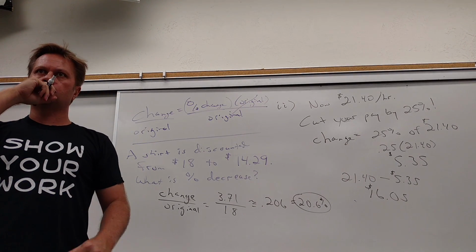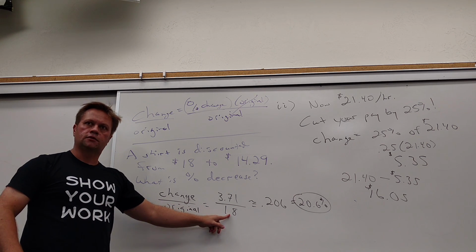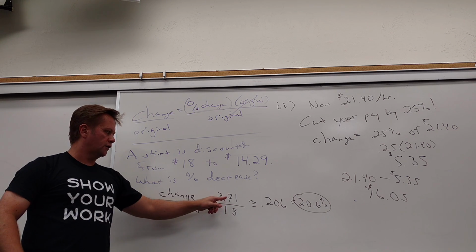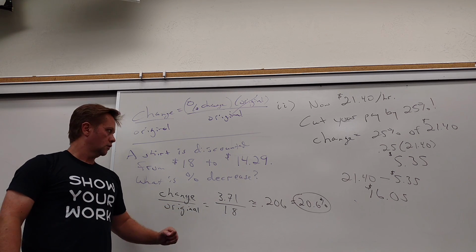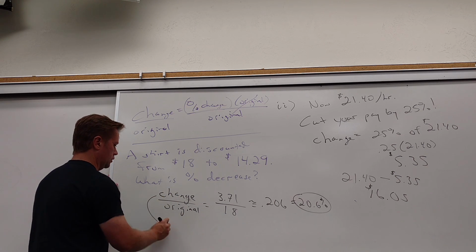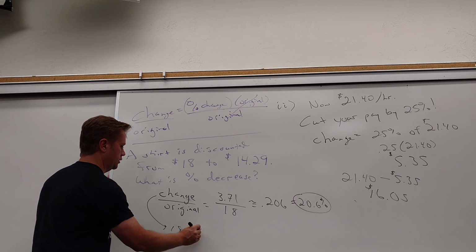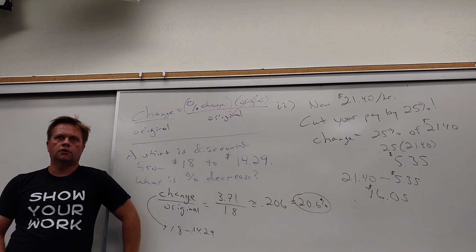We divided that 18 into the original amount, and I wanted to see how much a part of this was of this. Where did 3.71 come from? That's the change. So the change is $18 minus $14.29. That's how much it changed by, right? Oh yeah, the minus part. I forgot about that. That's all.